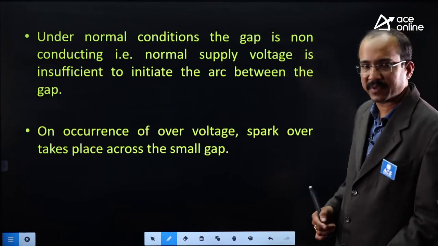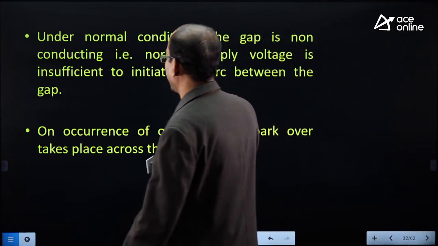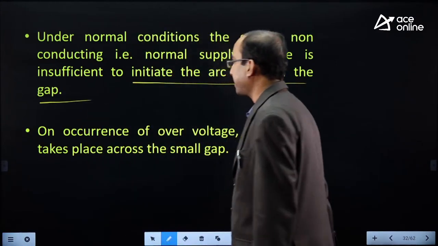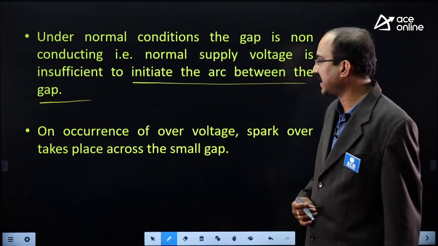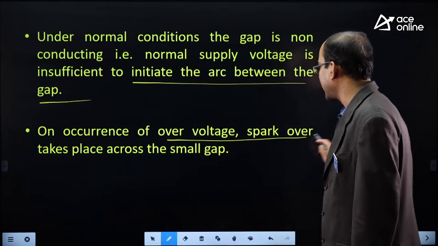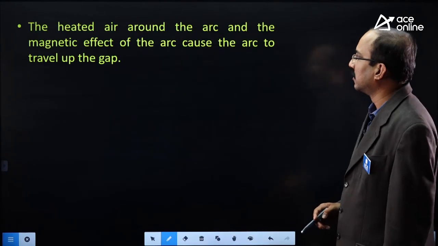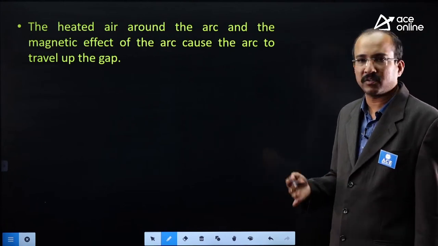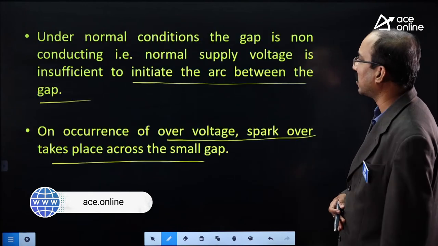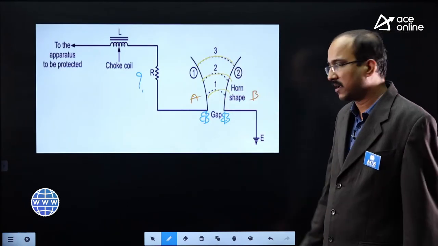Under normal conditions, the gap is not conducting. But whenever there is an over-voltage or a surge, it will initiate the gap. On normal condition, there will not be any arc initiation. But on occurrence of over-voltage, the spark takes place across the small gap. And the heated air around the arc and the magnetic effect cause the arc to move along this gap like this, and it will finally extinguish.